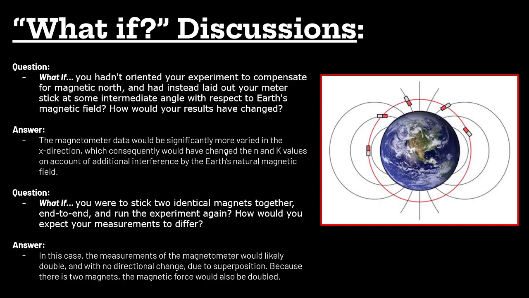What if we hadn't oriented our experiment to compensate for magnetic north? The magnetometer data would be significantly more varied in the x direction, which consequently would have changed the n and k values on account of the additional interference by Earth's natural magnetic field that wasn't being offset by the east-west orientation of the ruler. What if you were to stick two identical magnets together and run the experiment again? Well, we would assume that the magnetometer would likely detect a doubled magnetic field with no directional change, because since there are two magnets, the magnetic force would be doubled just overall.